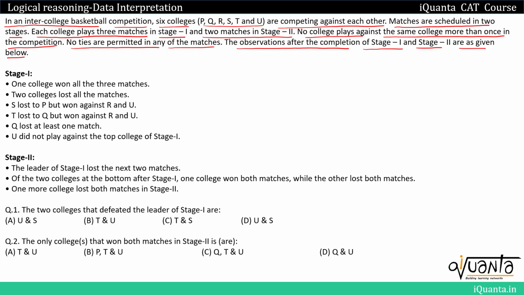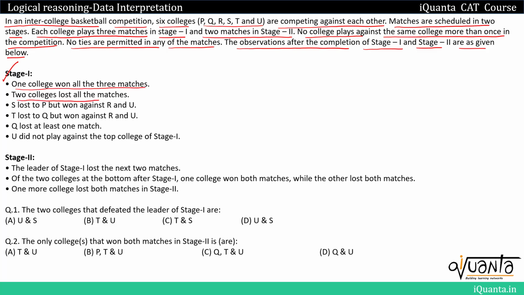So we have 6 colleges that are participating in a tournament. Then we have 2 stages. In stage 1 we'll have 3 matches. In stage 2 we'll have 2 matches. We have been given that there will be no ties and no college would be playing against the same college more than once. So the observations from stage 1 are: 1 college won all 3 matches.